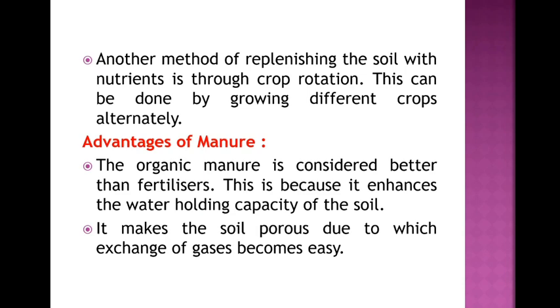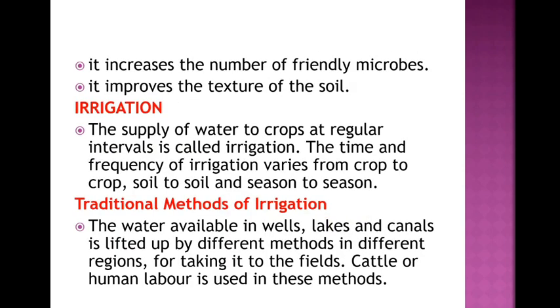So the next one is the advantage of manure. Organic manure is considered better than fertilizers. This is because it enhances the water holding capacity of the soil. It makes the soil porous, due to which the exchange of gases becomes very easy. It also increases the number of friendly microorganisms, such as earthworms, and improves the texture of the soil. So these are all the advantages of manure.